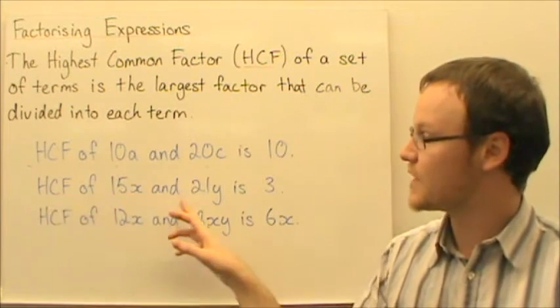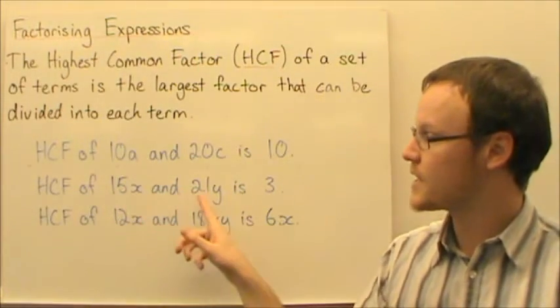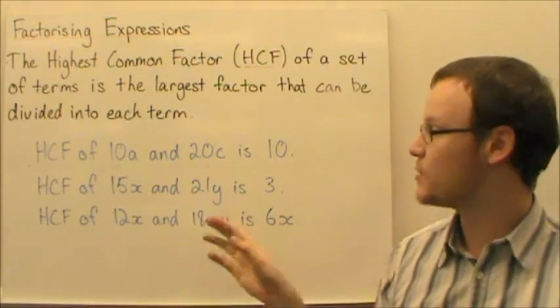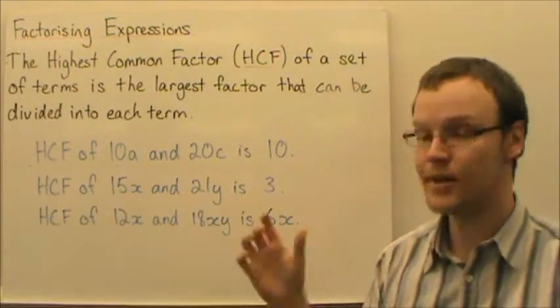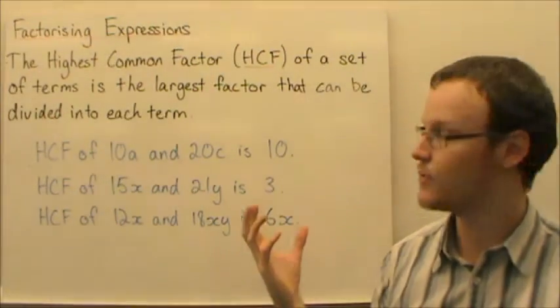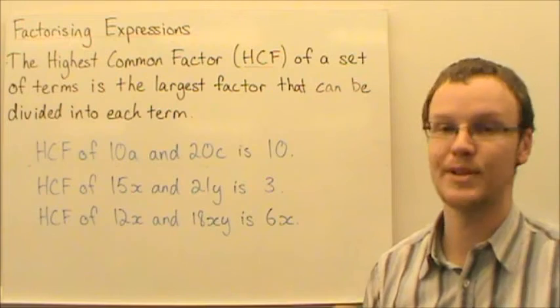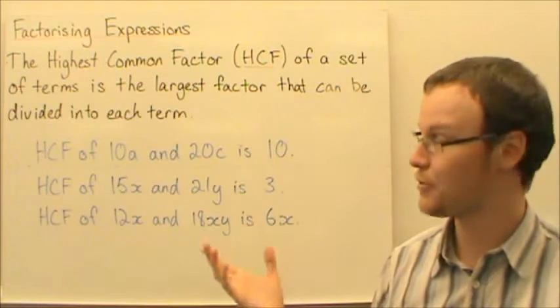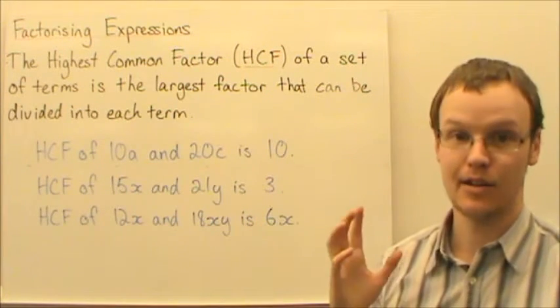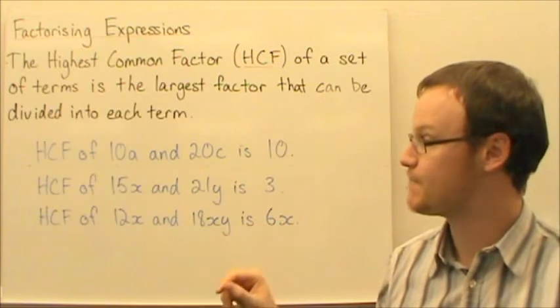So if we have a look at 15x and 21y, once again, they both have different variables. So we have to look to the numbers to see what can be divided into both of them. 15 and 21 can both be divided by 3. So that is their highest common factor, 3.